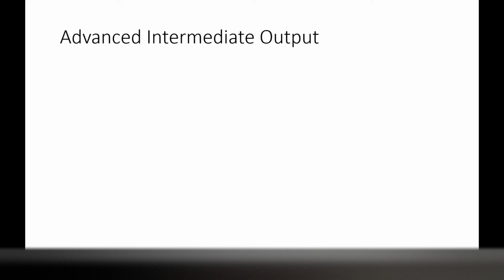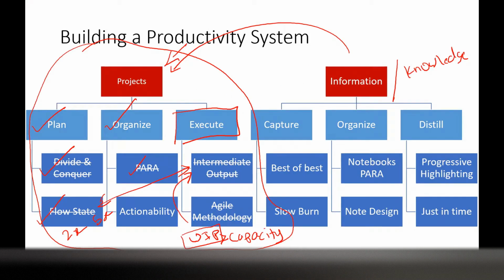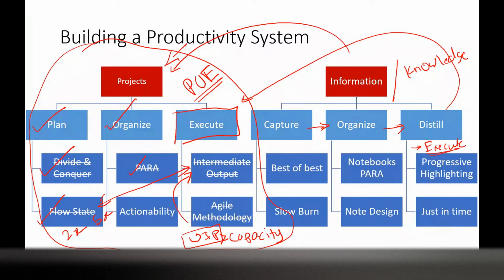If we go back, the mnemonic for projects is plan, organize, and execute. It's PO. So PO seems like a name, and that's the mnemonic for it. Information needs to be captured, then organized, then distilled, and again it needs to be used, meaning executed. So let's say after distill, we again add execute. So it's PO and code.